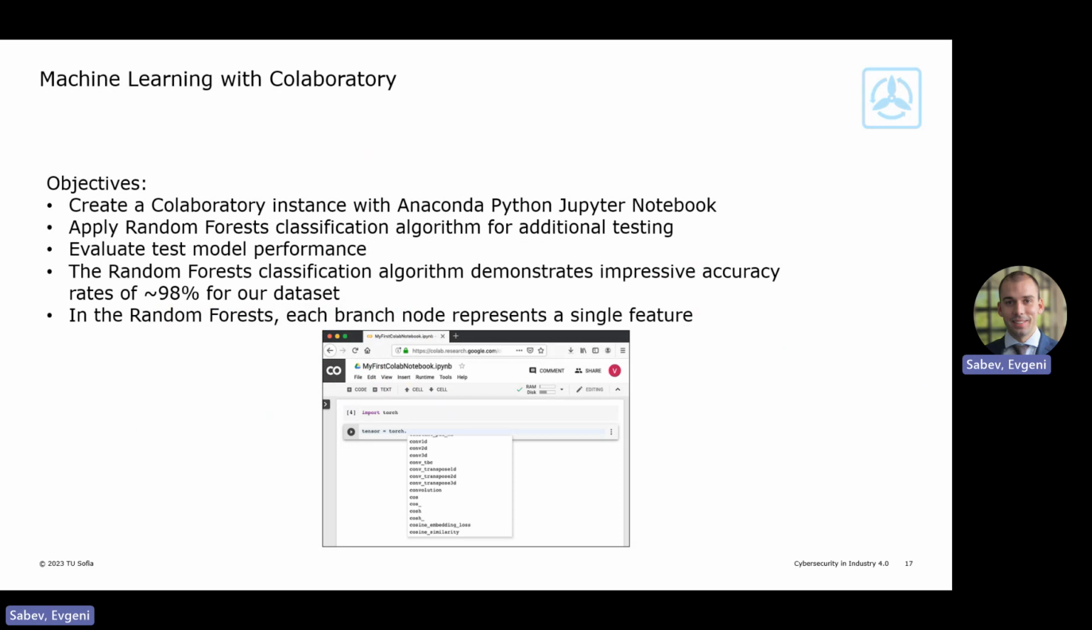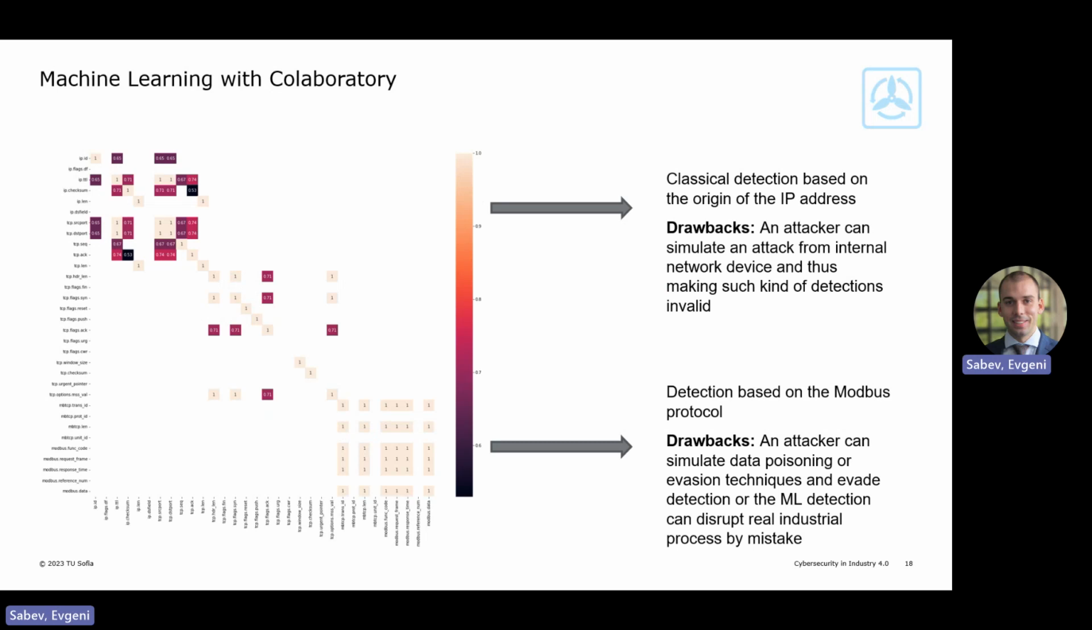This is a free tool, a free environment from Google, where everybody can get virtual resources and a playground to test different machine learning algorithms and to evaluate their performance. In our use case, we were able to achieve 98% accuracy with the random forest classification algorithm for our data set. And it's very important to say that it was purely for our data set.